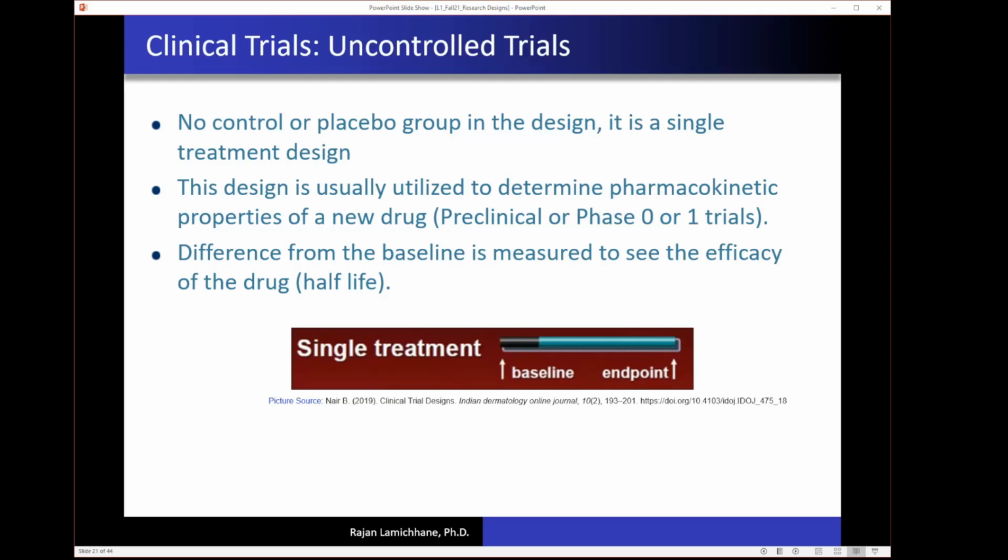And usually it is used to see the half-life of the drug, and it is usually used in preclinical or phase 0 or phase 1 trials. So the take-home point for this one is that in uncontrolled clinical trials, there is no control or placebo group. We just want to see the difference between endpoint and baseline.